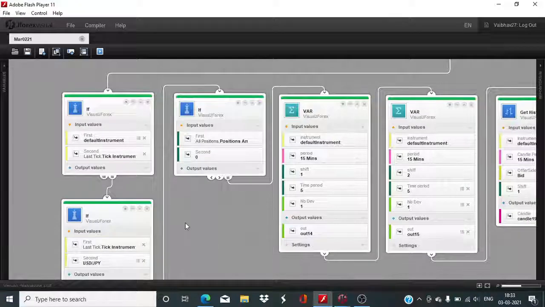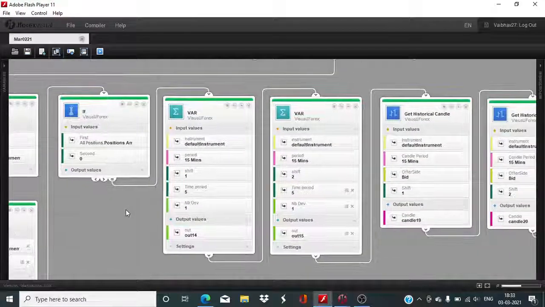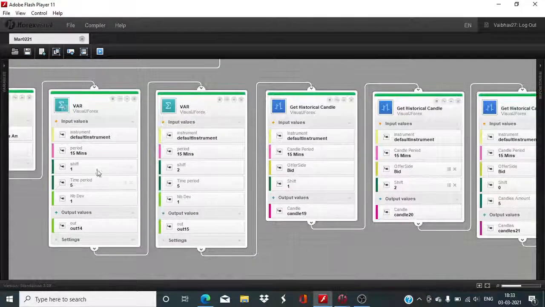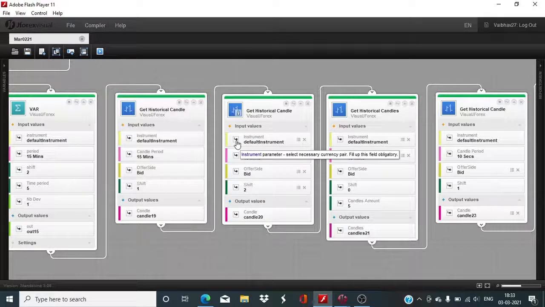The setup so far includes the instrument subscription, where the default instrument is USD JPY, then the position amount has been set at 0. Then I got these variance blocks of 15 minutes each with the look back period of 1 and 2 respectively. And to look at the price action, there are historical candles of 15 minutes each.